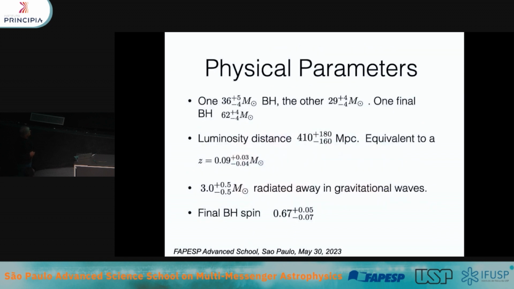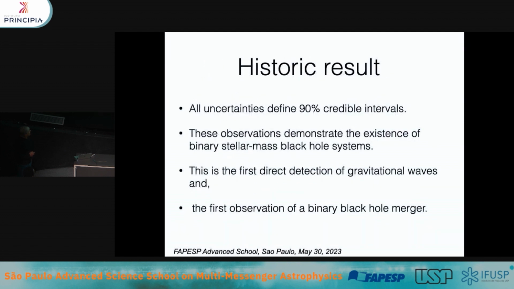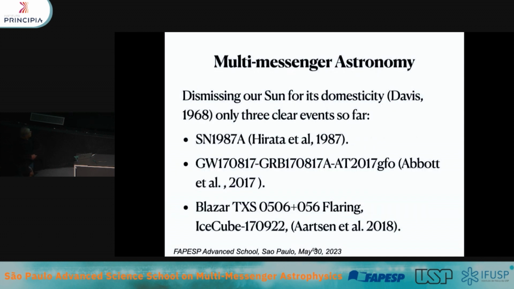And the physical parameters were this. And what was important is it was a truly historic result, but the observations demonstrated the existence of binary stellar mass black hole systems. And it's the first direct detection of gravitational waves, and it was the first observation of binary black hole merger. And from there on, then it was a bit easier to go into multi-messenger astronomy.